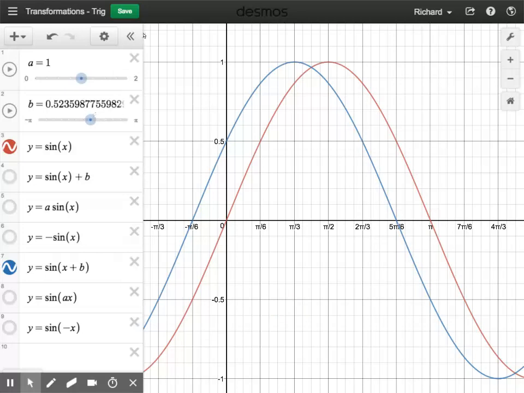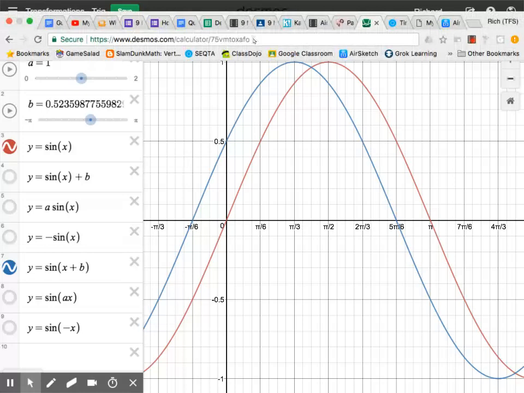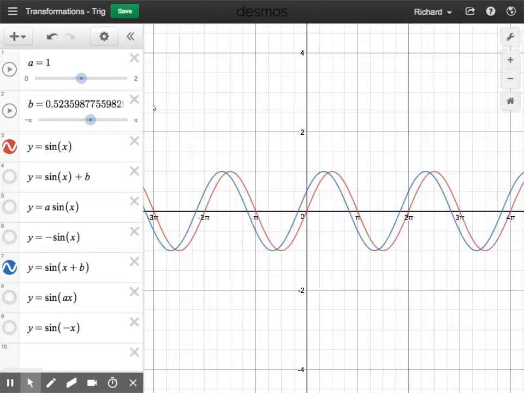You can see that the amplitude is not affected. And if I zoom out, you can see that the red line here is 0 to 2 pi, and the blue line starts just before 0 and finishes just before 2 pi. So the length is, in fact, still 2 pi. So the period is the same, the amplitude is the same, and the graph is shifted to the left for that particular value.